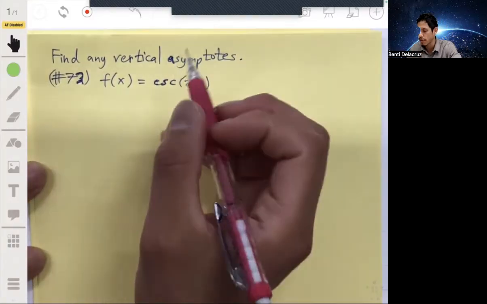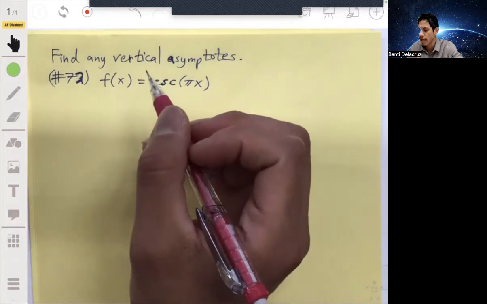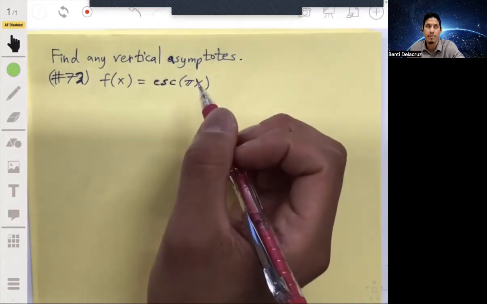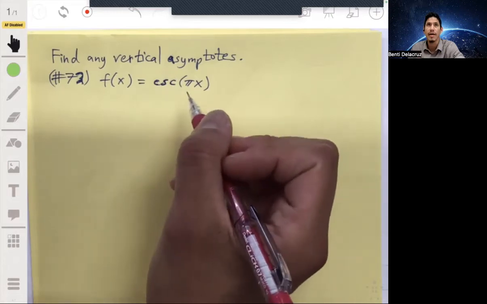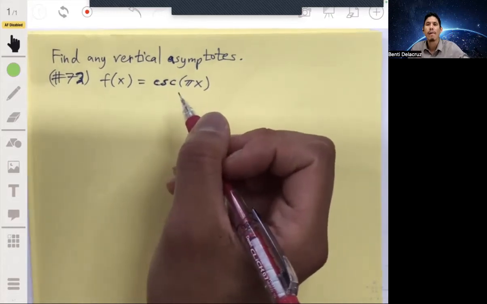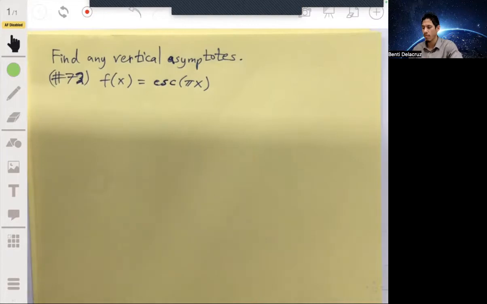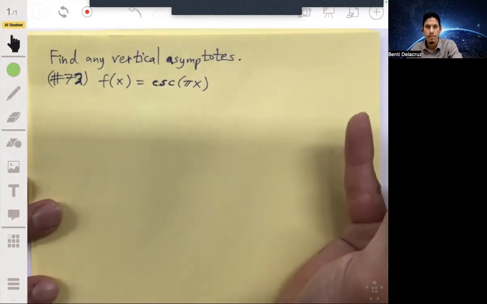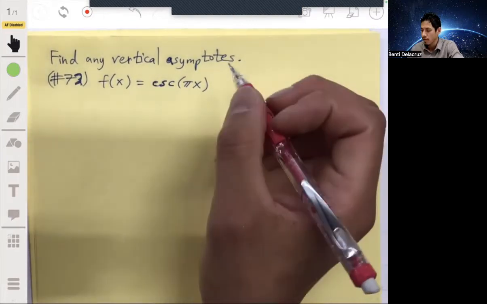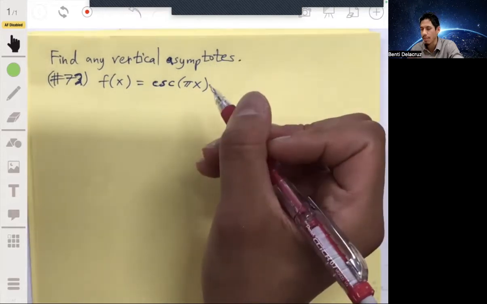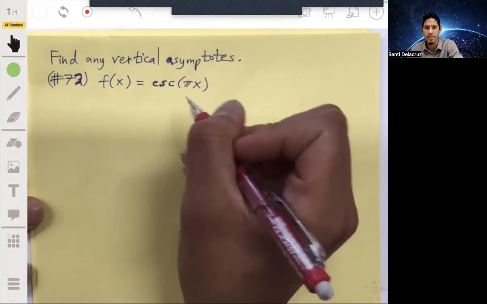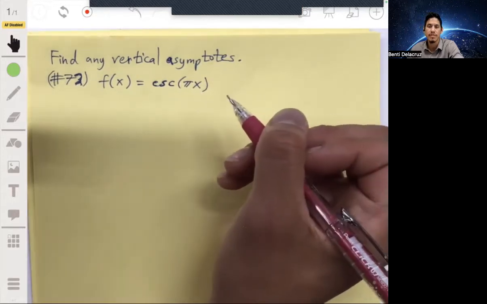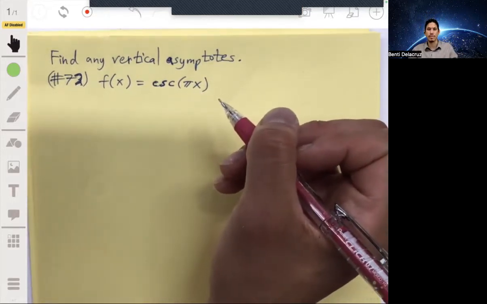Okay, so our goal in this problem is to figure out the equations of any vertical asymptotes. So the function we have is f of x is equal to the cosecant of pi x. So let's recall a common strategy, which is to basically figure out where the function is undefined. And a simple way to do that is to look where the denominator is equal to 0.